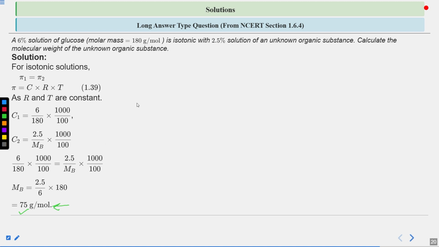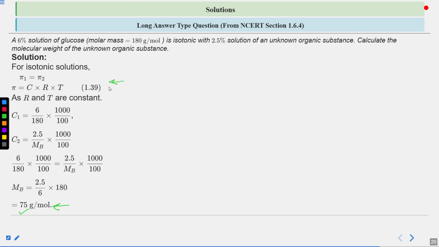So what you have done in this question: first of all, you consider what is given in the question, then you relate that with the concept you know from this chapter, and then you pick up one formula that will be applicable to this question.